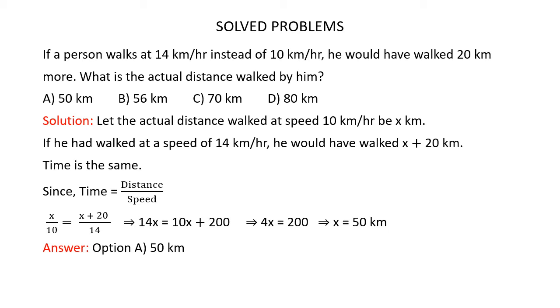On cross multiplication, we get 14x is equal to 10x plus 200. On solving this, we get x is equal to 50 kilometers. So the actual distance walked by the person is 50 kilometers. So the correct answer is option A, 50 kilometers.